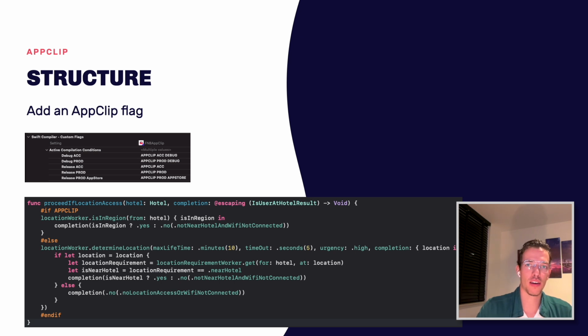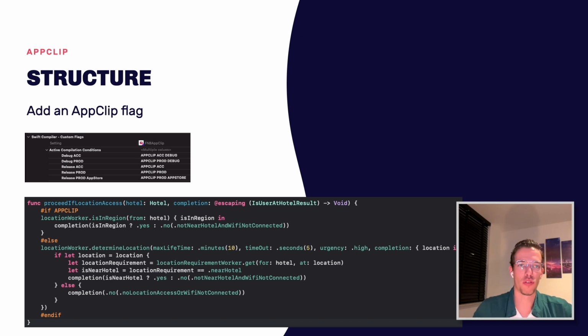To add an AppClip flag, you just go to your build settings, go to Swift Compiler Custom Flags in your AppClip, so not in your main app, but your AppClip target. And underneath you see a specific example where I'll check my location. For the AppClip, I can only check if it's in region. But on the main app, I can of course get the current location. I can get way more information. Keep getting updates. So there's a different code example in here.